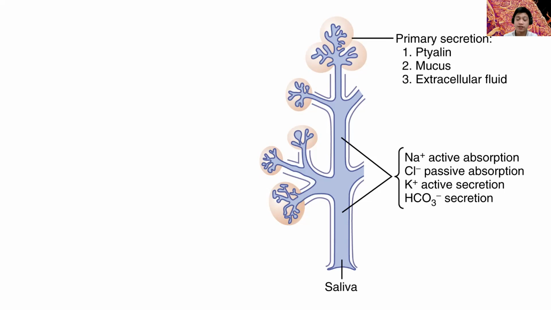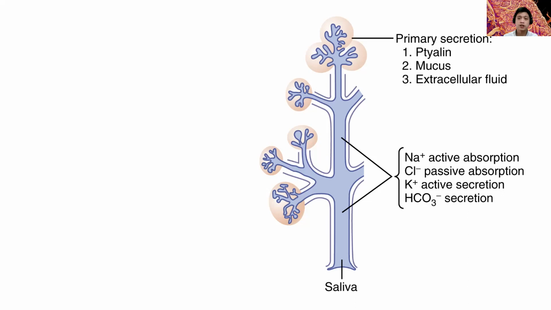It's not yet called saliva. In this portion, kung saan nagsisimula yung secretion, it's still called primary secretion. It secretes ptyalin, which is your amylase, mucus, and extracellular fluid. So again, remember your lesson in the cardiovascular system that the extracellular fluid, the fluid surrounding the cells, the fluid bathing the cells, is technically similar to plasma, which is the liquid component of blood.